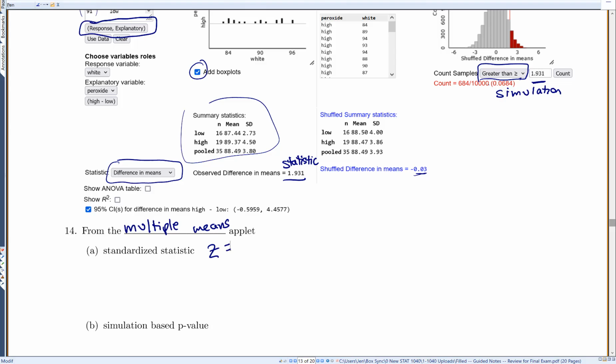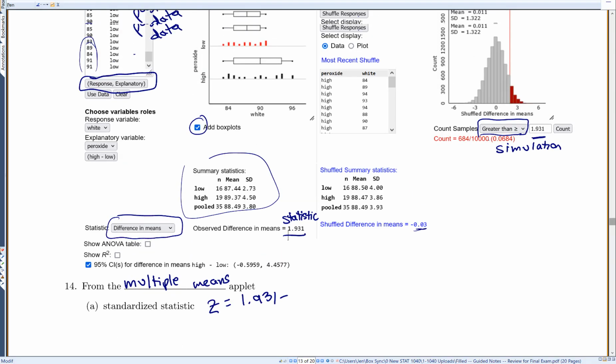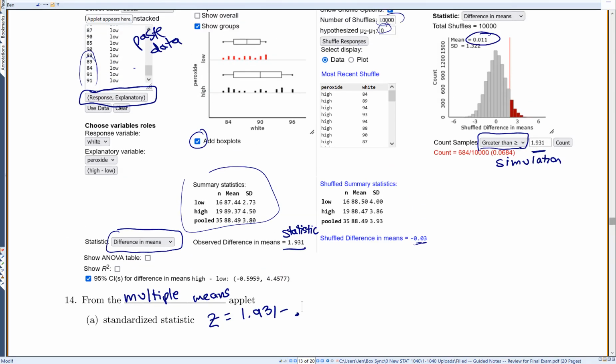So again, that's just z equals our statistic, which is 1.931, minus the mean of my null distribution, 0.011. Now theoretically, you could put 0.011 there, or you could put 0 because we know it was supposed to be 0. You can do either one. Your answer is going to get close enough for a multiple choice test. Then divide by 1.322. Because I don't want you to have to remember it, just read it straight off the applet. Just put in the 0.011. It's not going to hurt anything. So 1.931 minus 0.011 divided by 1.322, and I get 1.45.